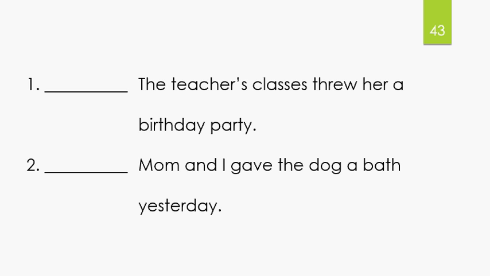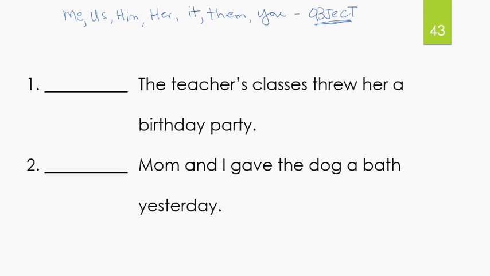The teacher's classes threw her a birthday party. Now let's remember object pronouns. Let's write them up here. Object pronouns are me and us, him and her, it, them, you. Okay, these are the object pronouns, and they're called object pronouns because you can use them for object of a preposition, direct object, or indirect object.